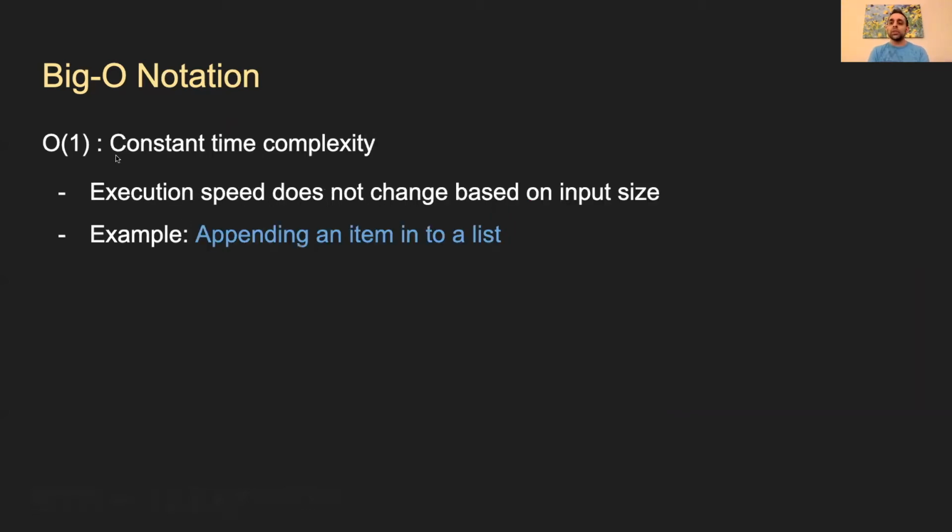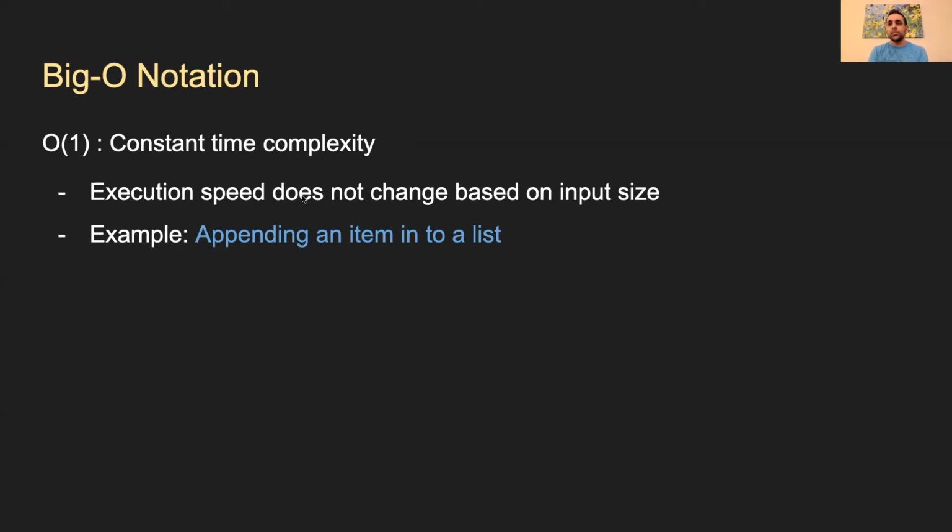Let's start with O of 1. As I mentioned, this is constant time complexity. It means your algorithm's execution speed will not change regardless of the input data. A simple way to understand this is to think about appending an item to a list. Let's say I give you a list and your task is simply to add an item to the very end of it. At that point, the size of your initial list doesn't really matter. If I hand you a list that has 10 elements, or maybe 1,000 elements, appending an item at the very end is a constant time operation, as in the data size does not impact how long it will take to append one item at the very end.